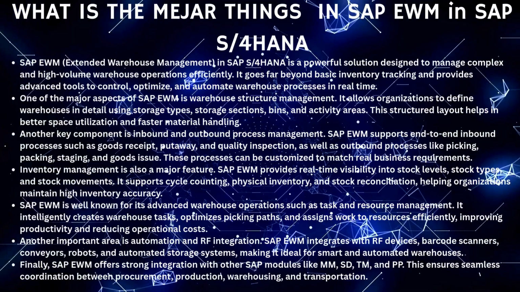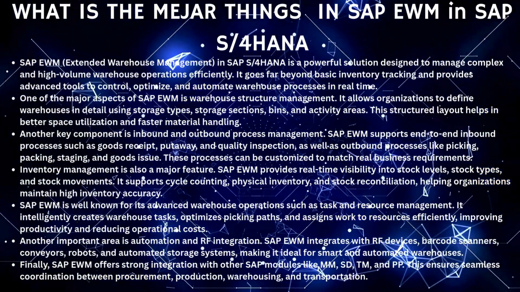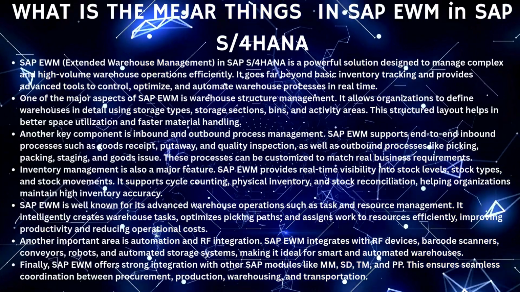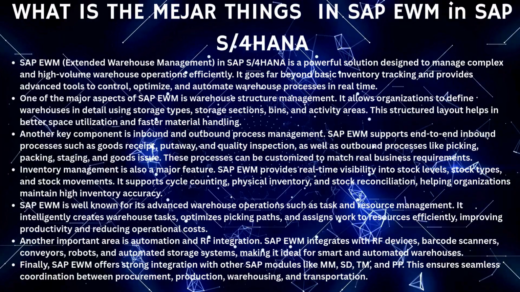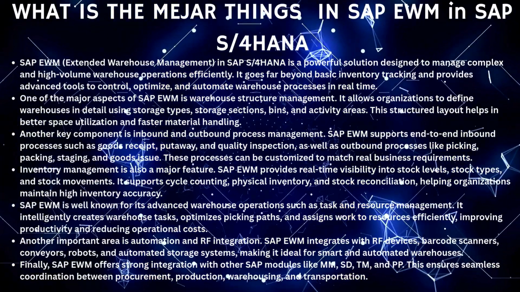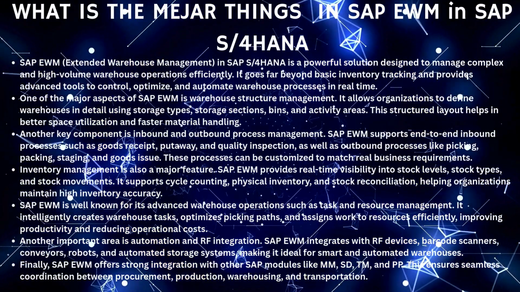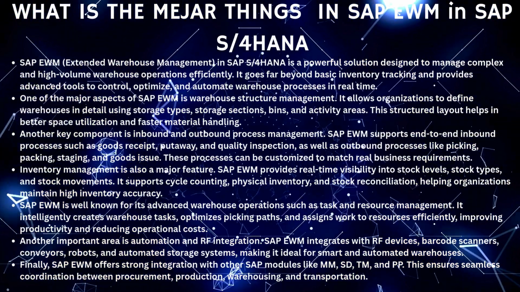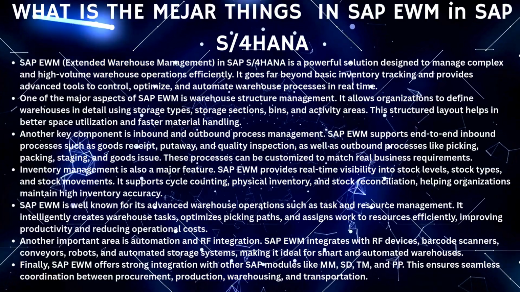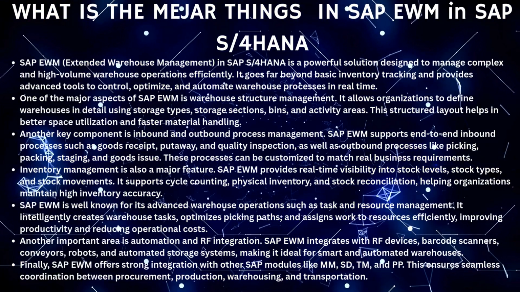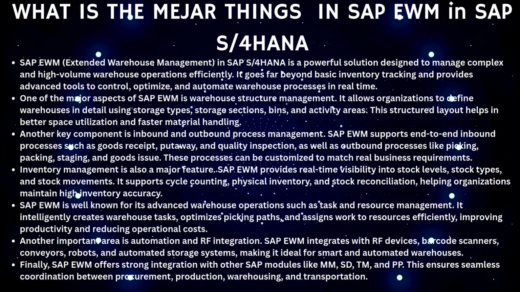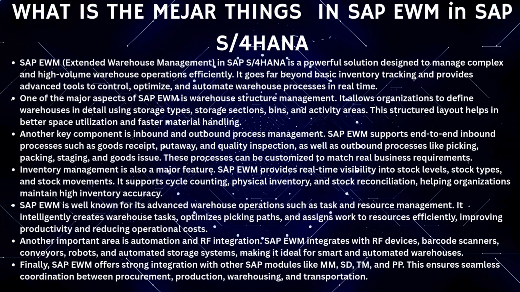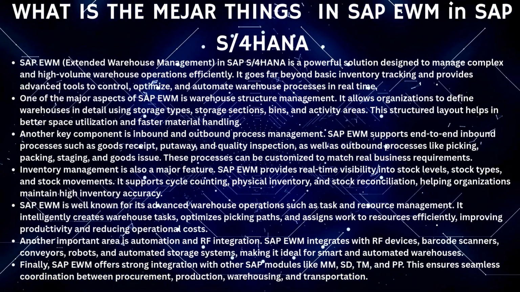Another important area is automation and RF integration. SAP EWM integrates with RF devices, barcode scanners, conveyors, robots, and automated storage systems, making it ideal for smart and automated warehouses. Finally, SAP EWM offers strong integration with other SAP modules like MM, SD, TM, and PP. This ensures seamless coordination between procurement, production, warehousing, and transportation.